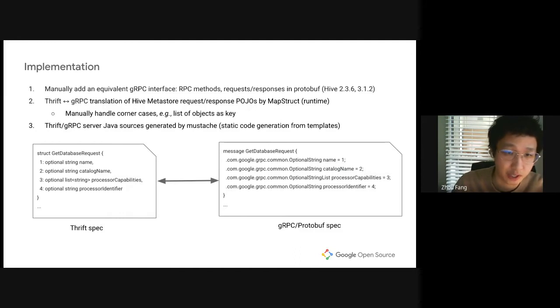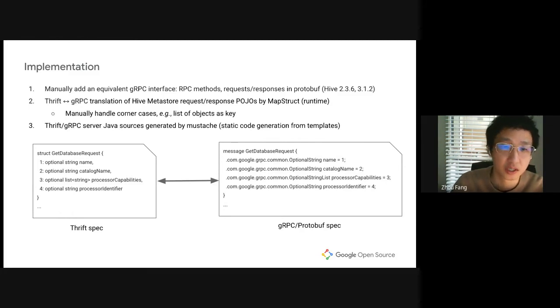The second step is happening at runtime. We use a library called MapStruct. It's a mapper of Java objects. We use it to build the core of the proxy. Every time we receive a Thrift Java object, for example, a request, we use MapStruct to map it to a gRPC request and send it out. Most of the time, it can do the mapping automatically, but there are corner cases. For example, in Thrift, we can define a list of objects as a key, but it's not possible in gRPC. So in this case, we will define a new gRPC interface, and we will manually rewrite the MapStruct mapping to do the conversion.